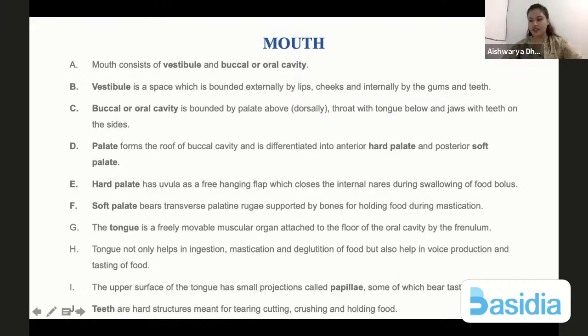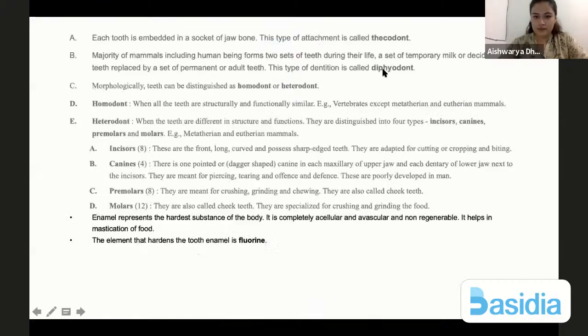All right, so let's just continue forward. Okay, coming to the teeth. Now, each tooth, if you see in humans, each tooth is embedded in the socket of the jawbone, right? And this kind of arrangement is known as thecodont. Now, a few things you have to remember. Direct questions can come on this, that what kind of dentition do humans have?